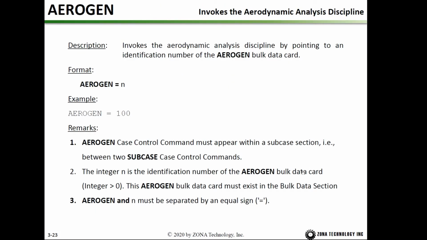AEROGEN invokes the aerodynamic analysis discipline on the rigid aircraft. So you specify AEROGEN equals an integer, for example equals 100. In this case, you have to have an AEROGEN bulk data card in the bulk data section with the ID 100, and the AEROGEN must be located in one subcase.